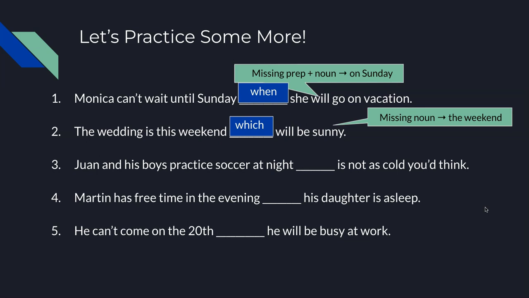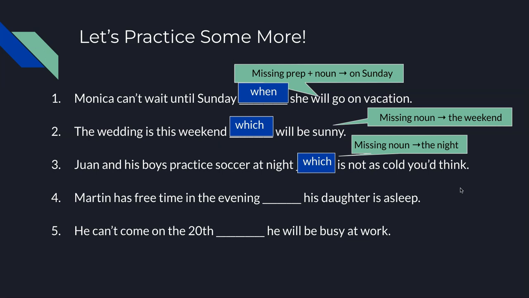Juan and his boys practice soccer at night. Is not as cold as you would think. What is missing in this sentence? If you wanted to make this clause complete, what is missing here? The night. The night is not as cold as you think. That means a noun. So we should use which to connect these 2 clauses.